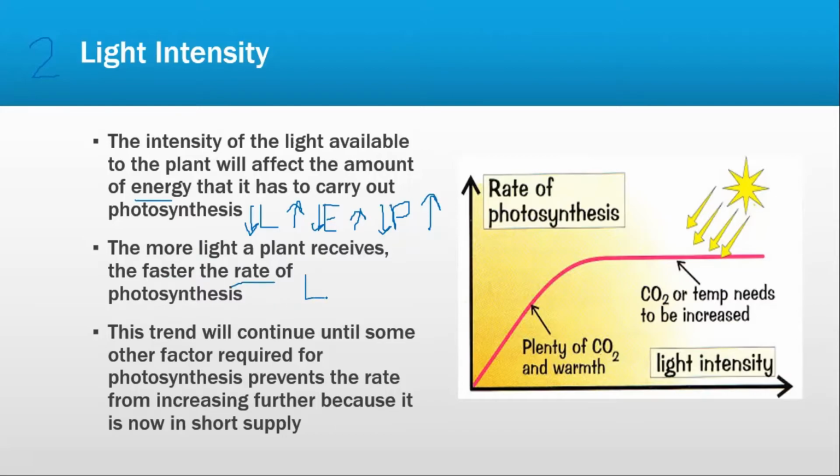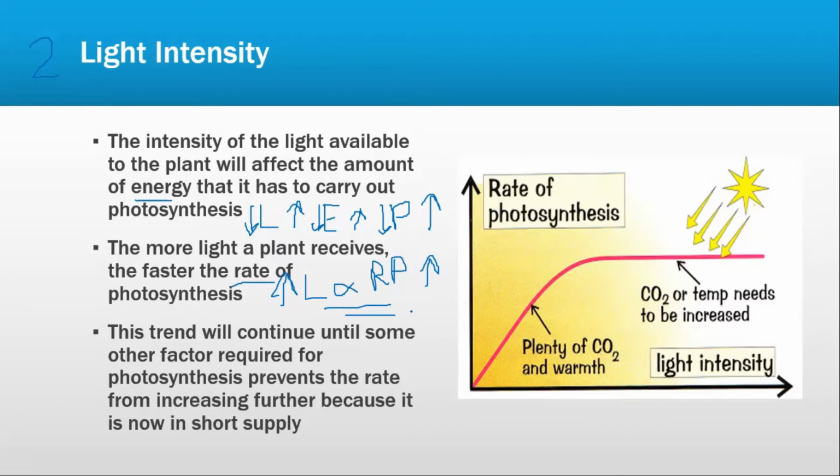There's a direct relation. We have light energy directly proportional to the rate of photosynthesis, RP. Light increases, rate of photosynthesis increases. Light decreases, rate of photosynthesis decreases. Simple concept, because we know photosynthesis cannot take place without the presence of sunlight. This trend will continue until some other factor required for photosynthesis prevents the rate from increasing further, because it is now in short supply. Now, this trend will actually continue only when all the other limiting factors are constant.